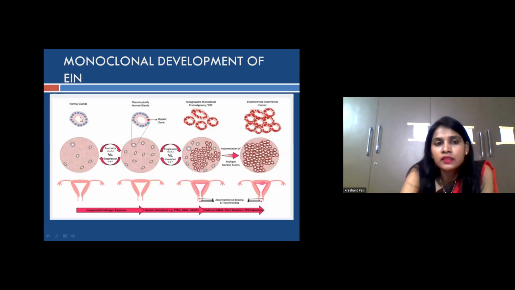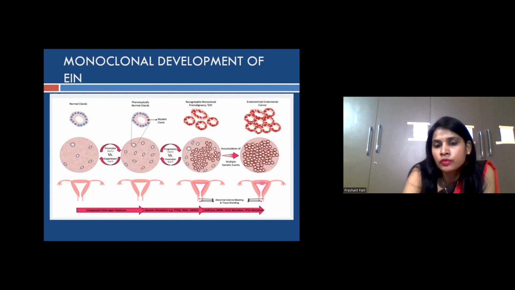So these are the endometrial glands, normal looking glands. Once there is a mutant, the pre-malignant cells look like this, and then the cancer cells look like this. So always there is a tussle between the promoter versus suppressor genes, then there is mutation, and because of the accumulation of multiple genetic events, there is a hyperplastic or abnormal endometrium.